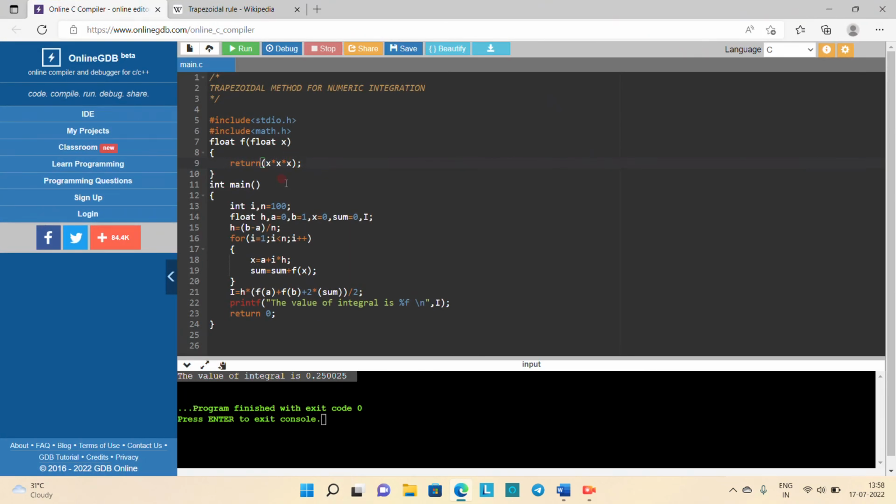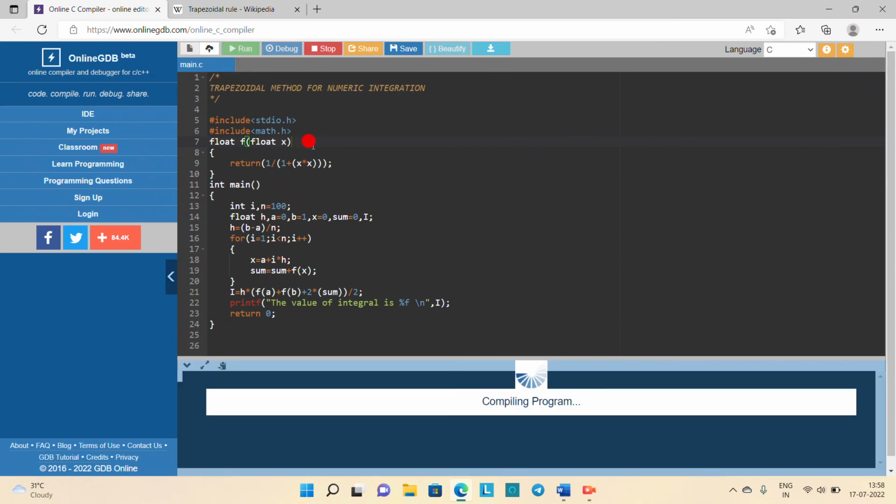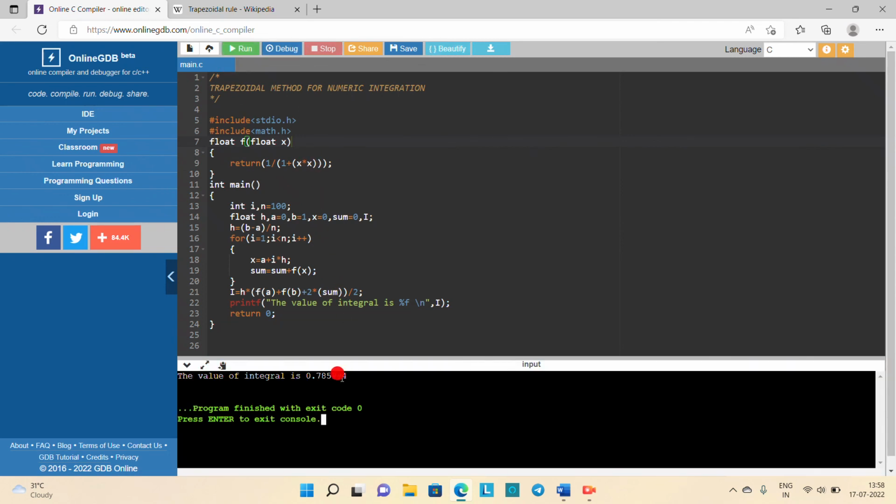Let's say I am taking 1 by 1 plus x square. So 1 divided by, I will take another bracket, 1 plus, another bracket, x into x, sorry, x into x. This is 1 by 1 plus x square. If you run this, what is the integral value?